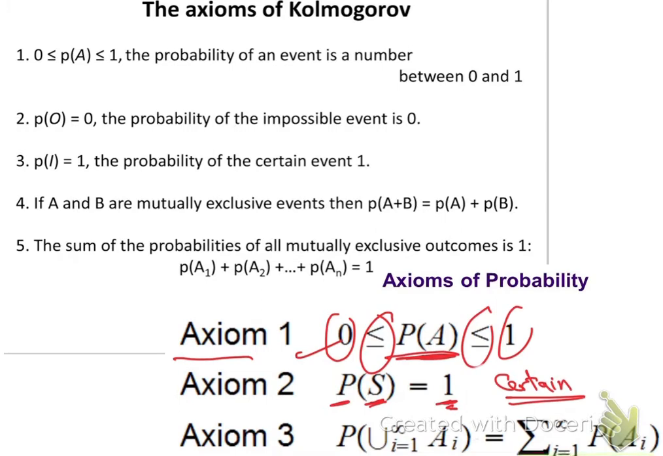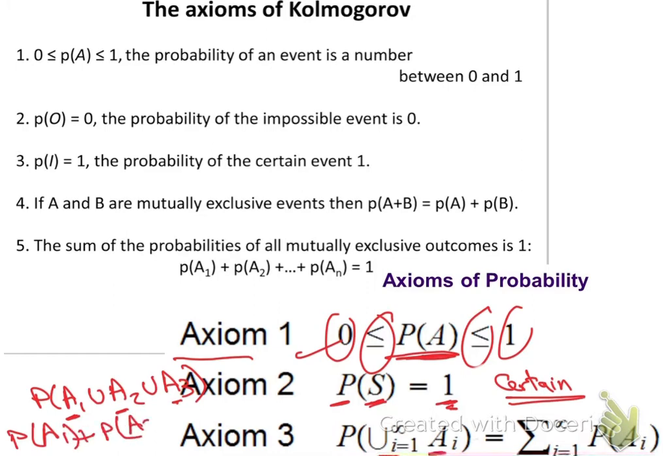Axiom 3: the probability of the union of Ai. Ai means A1 union A2 union A3, or probability of A union B. So this one can be expanded: probability of A1 union A2, union A3, and so on up to infinity. We can write any number of unions. So the probability of A1 union A2 union A3, or A union B union C union D, whatever, will be equal to the probability of A1 plus the probability of A2 plus the probability of A3, subject to, again, the condition that they are disjoint.